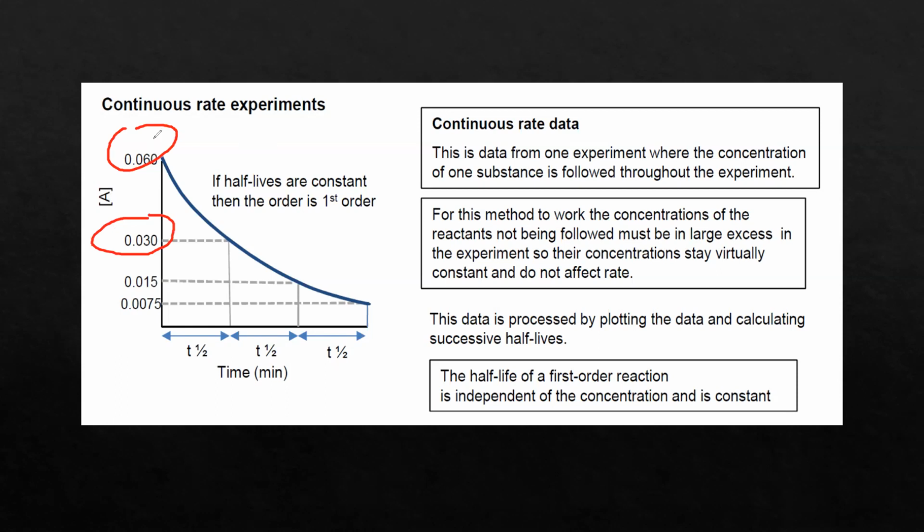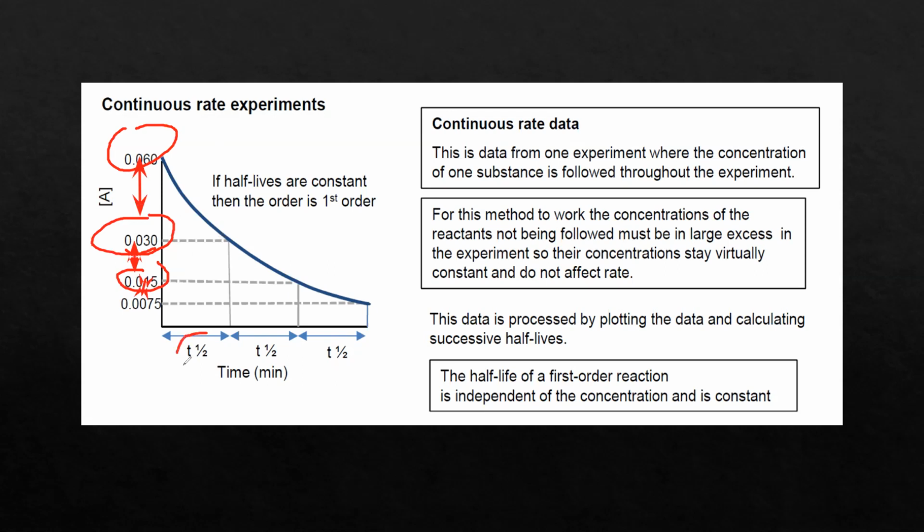So you can measure the half-life. Half-life means the time taken for half of the reactant to form a product. So if it was 0.06, a half-life will be when 0.06 changes to 0.03. Then another half-life is 0.03 changing to 0.015. Another half-life, 0.015 changes to 0.0075. So whenever I find the time interval for the change from one concentration to another, what I observe is that all these time intervals are the same.